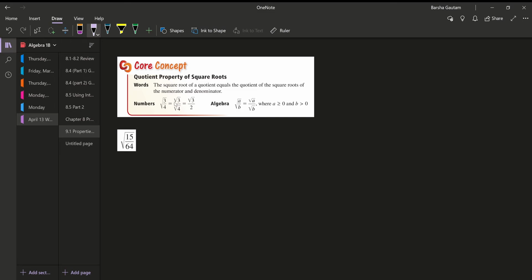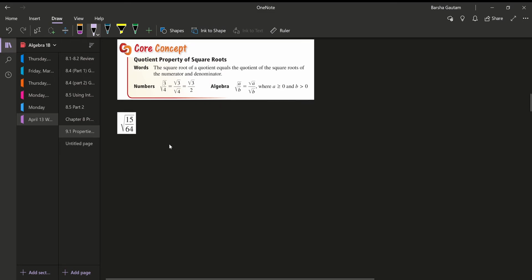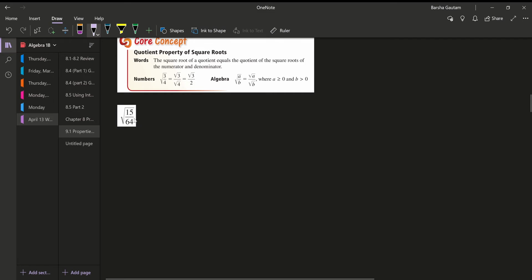This can be separated into two separate pieces, right? The top part is going to be root 3 and the bottom is going to be root 4. Notice in the beginning, it was the root of the whole thing, and now we're separating it. And when we do that, we can figure out that root 4 is equal to 2. So this would be the simplified version. So now we're going to try the same thing with root 15 over 64.